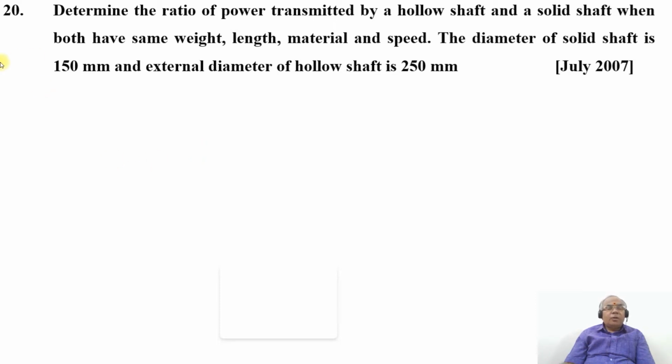Now we're going to take up one more problem on the shaft. Problem number 20. It reads as: determine the ratio of power transmitted by a hollow shaft and a solid shaft when both have the same weight, length, material, and speed. The diameter of the solid shaft is 150 mm and the external diameter of the hollow shaft is 250 mm. It has been asked once, in July 2007.